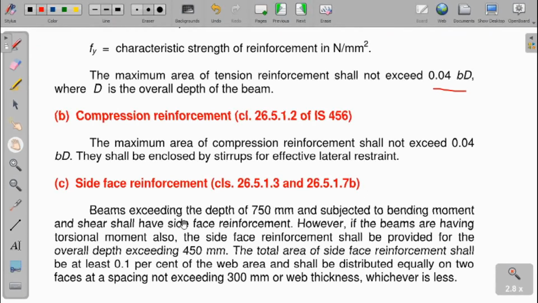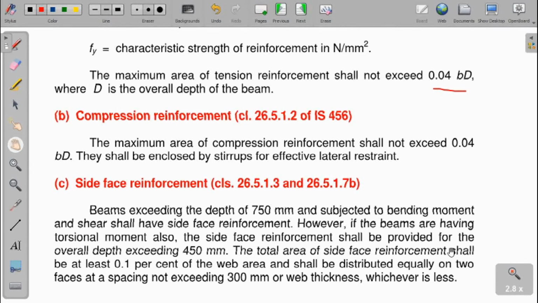Okay, so a beam exceeding the depth of 750 mm and subjected to bending moment and shear shall have side face reinforcement because the depth is very high. However, if the beams are having torsion moment also, the side face reinforcement shall be provided for an overall depth exceeding 450 mm. Okay, so in case of torsion moments, we have to provide the side face reinforcement when the depth is more than 450 mm.